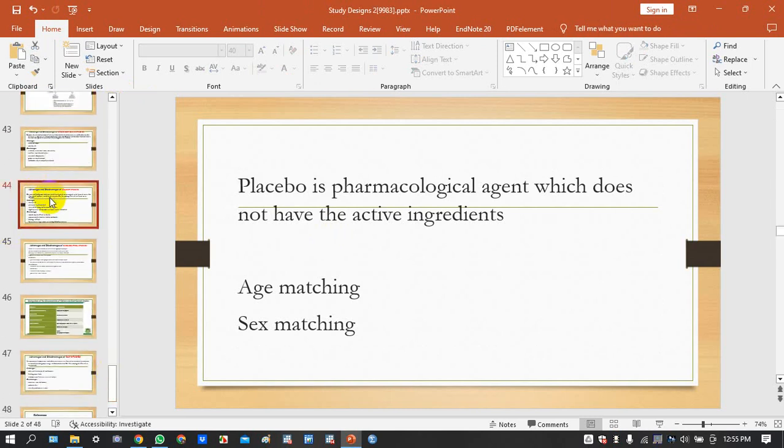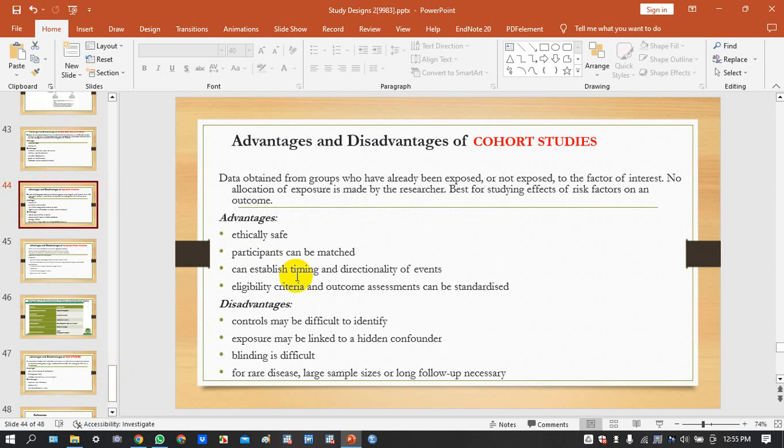So, ethically safe, we can match participants, and we can establish timing and directionality of events. Yes, because a cohort study is in the forward direction. A retrospective cohort study is in the backward direction. Eligibility criteria and outcome assessment can be standardized. Okay, disadvantages: controls may be difficult to identify.